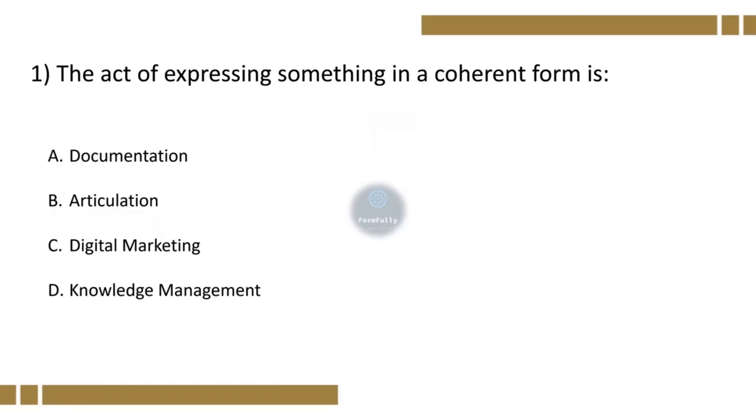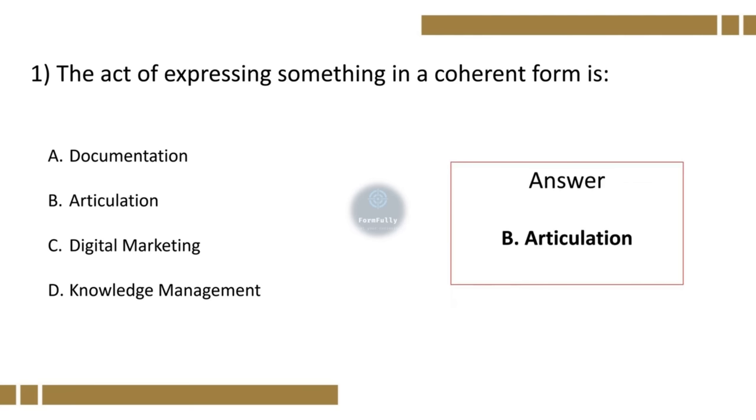Question 1. The act of expressing something in a coherent form is: option A, documentation; option B, articulation; C, digital marketing; D, knowledge management. And the correct option is B, articulation.